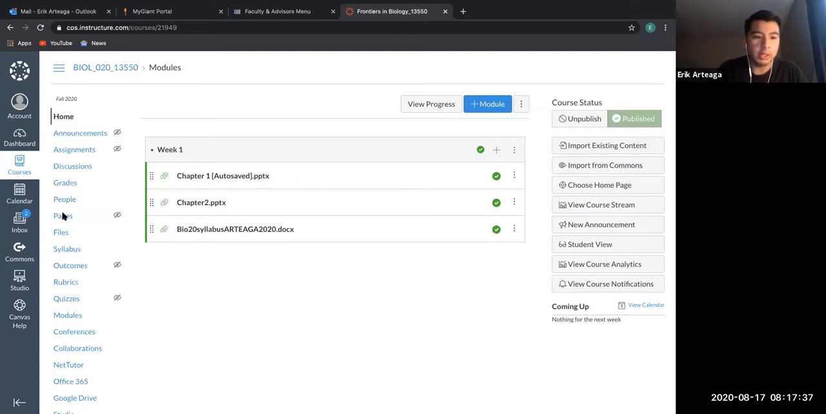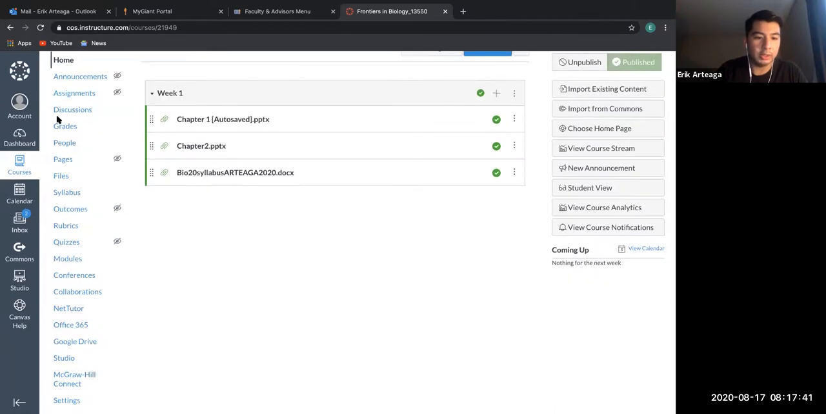Another thing you do need to know about Canvas is that we have a couple of different software tools that we use. These are the tools that you don't see yet because I haven't uploaded any quizzes or assignments, okay? Every now and then I'm going to upload an assignment onto Canvas, and it'll just be the assignment that's assigned on the schedule. Or I will upload a quiz that will be accessed by you through Canvas.